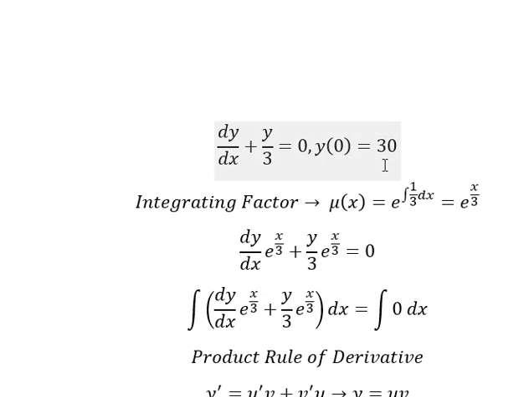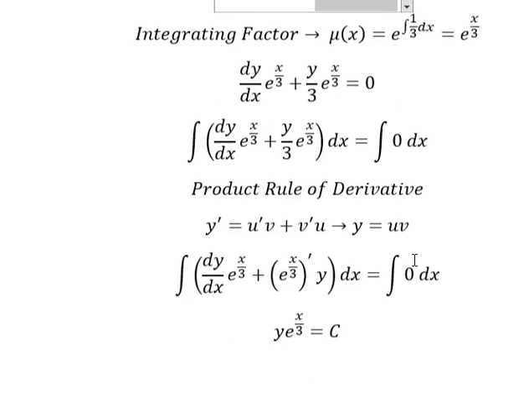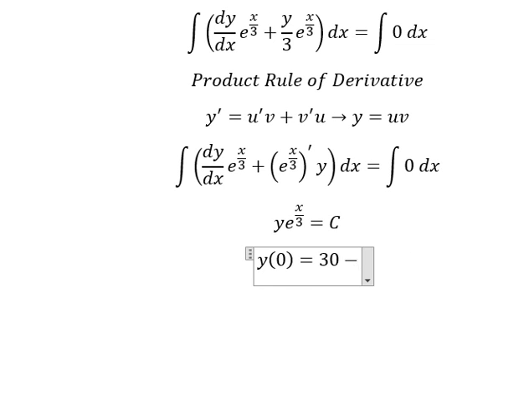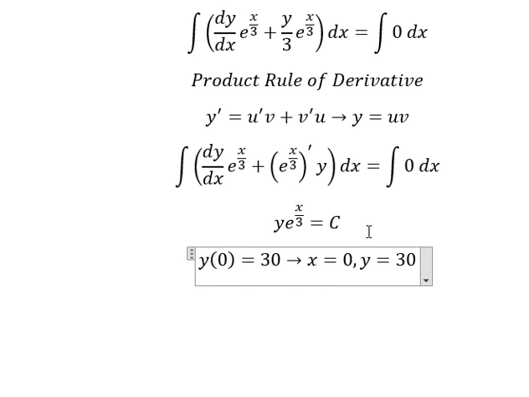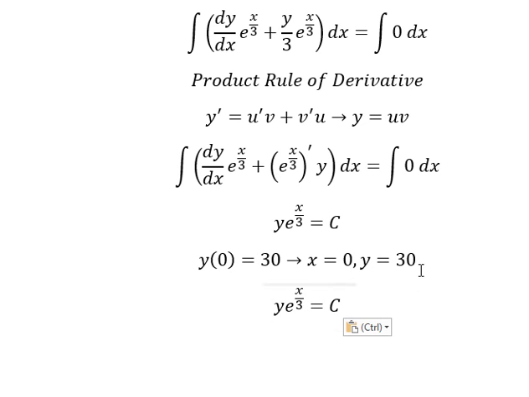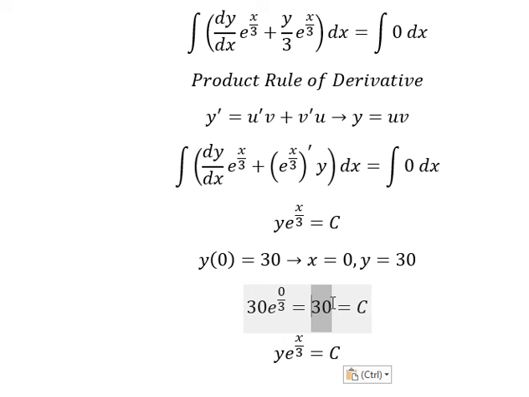And now we have the conditions here. That means when x equals 0, y equals 30. So we put 0 in here and 30 in here. We simplify and you get 30. So we put this one in here, and that is the final answer.